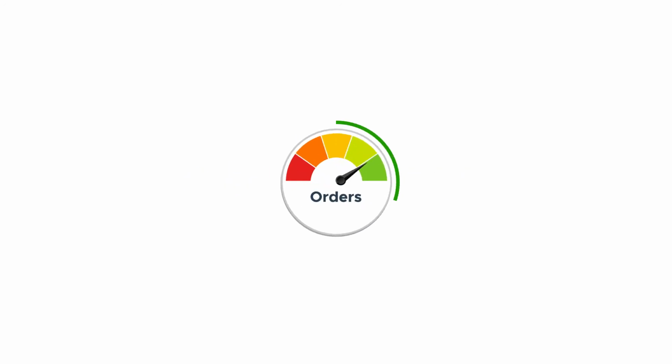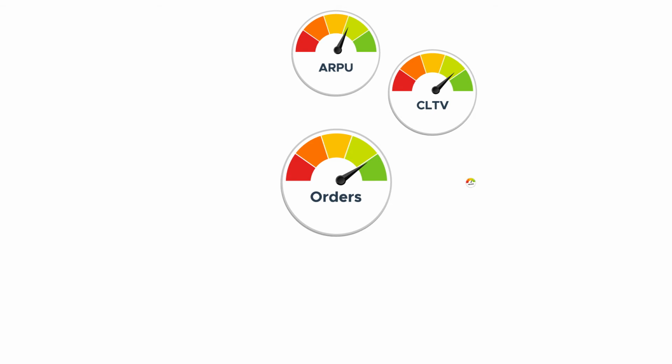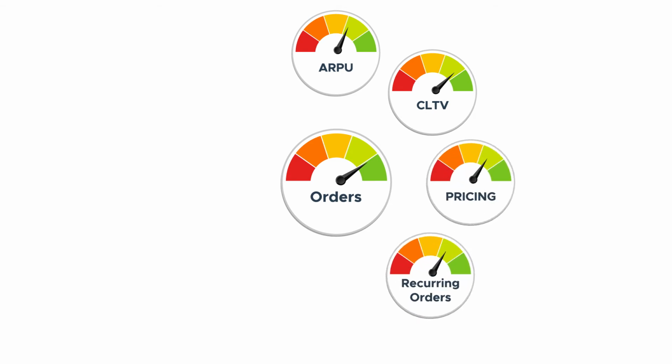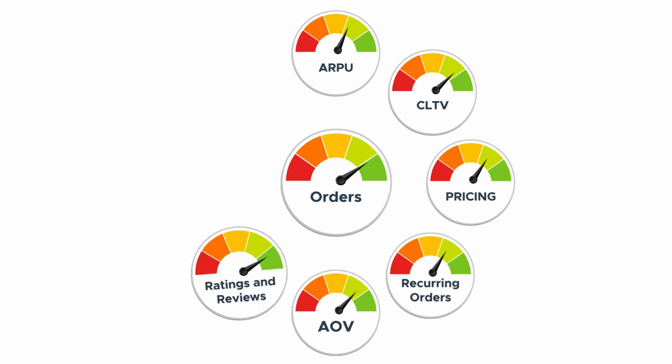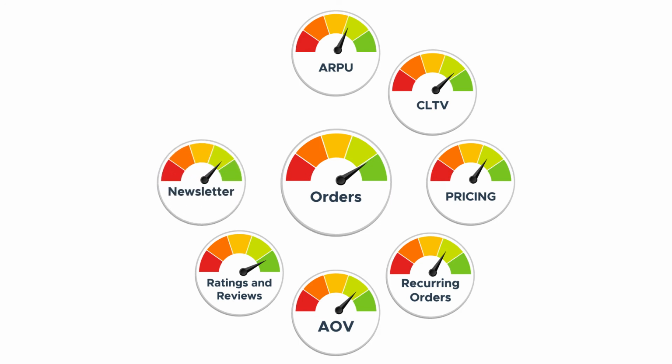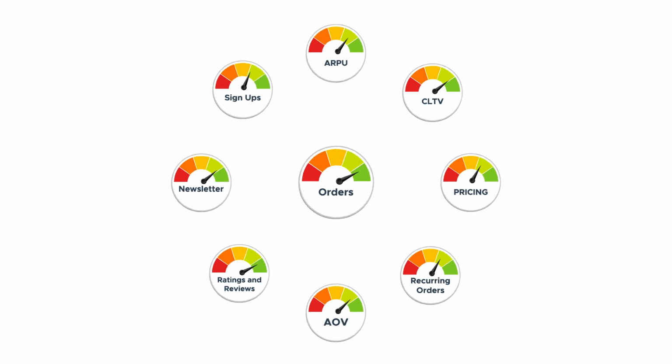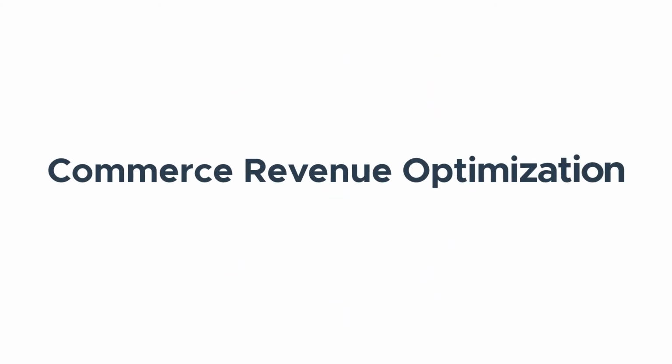But we must remember that in e-commerce, orders are just one of the dials I can use to increase my earnings. Other important metrics we cannot overlook include average revenue per user, customer lifetime value, pricing, reoccurring orders, average order value, ratings, reviews, newsletter, and signups. The smartest marketers don't just turn one, but many dials and invest in commerce revenue optimization.